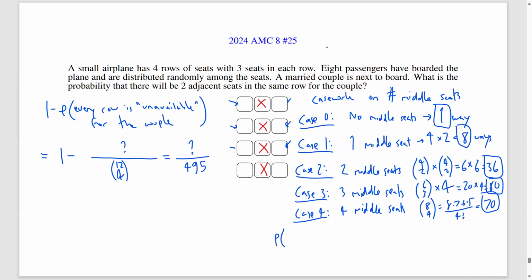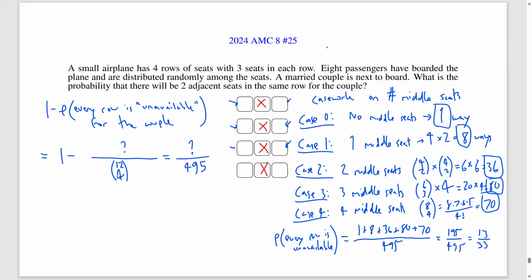So the probability that every row is unavailable is going to equal 1 plus 8 plus 36 plus 80 plus 70 all over 12 choose 4, which we established was 495. This is equal to 195 over 495. And this fraction can be simplified to 13 over 33.